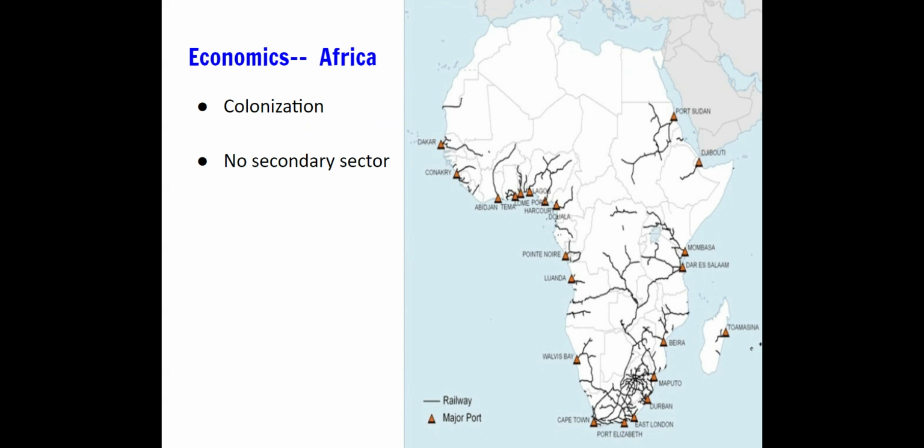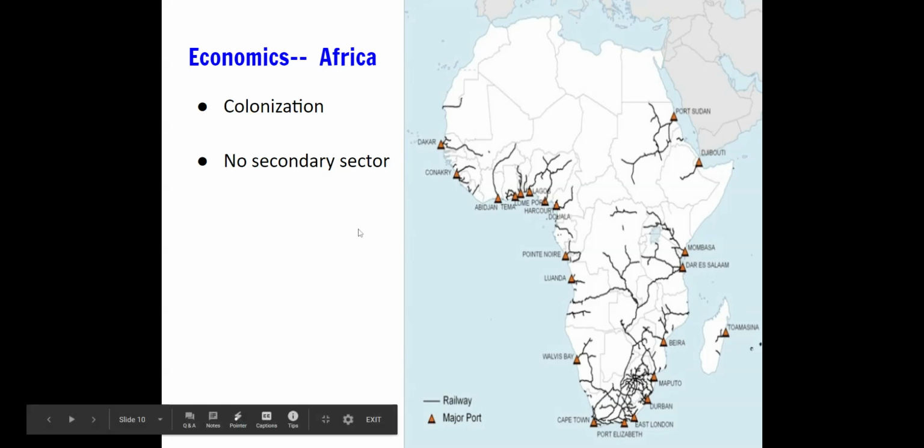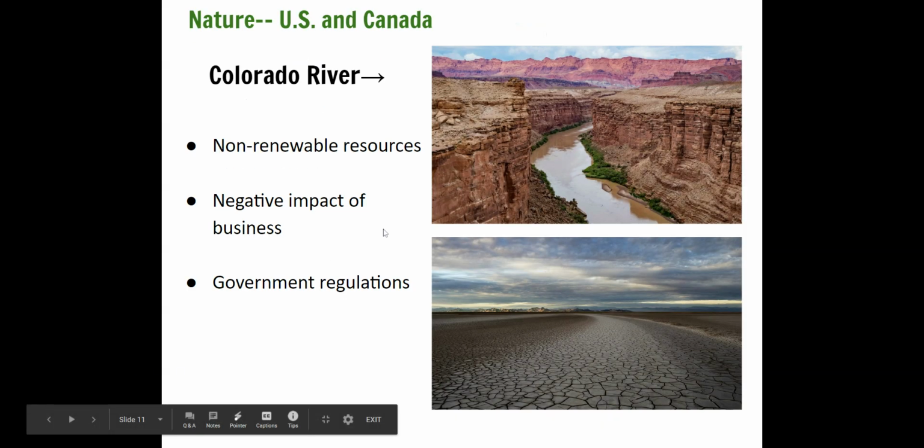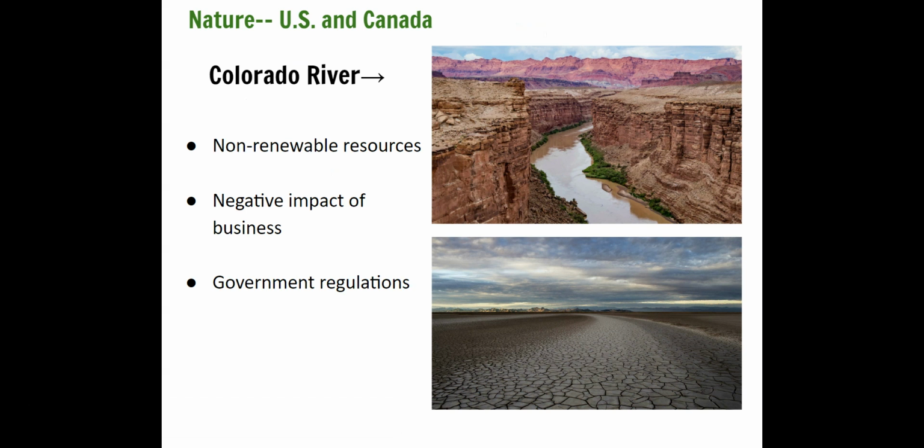And that's why Africa has a very small or no secondary sector. All the factories were built in Europe, and so Africa has just continued in the pattern that was established during colonization. I'm going to switch over and talk about the natural world now, human-environment interaction.